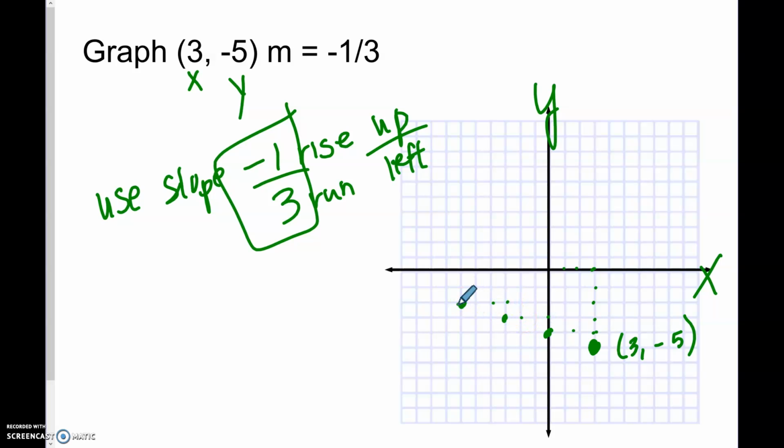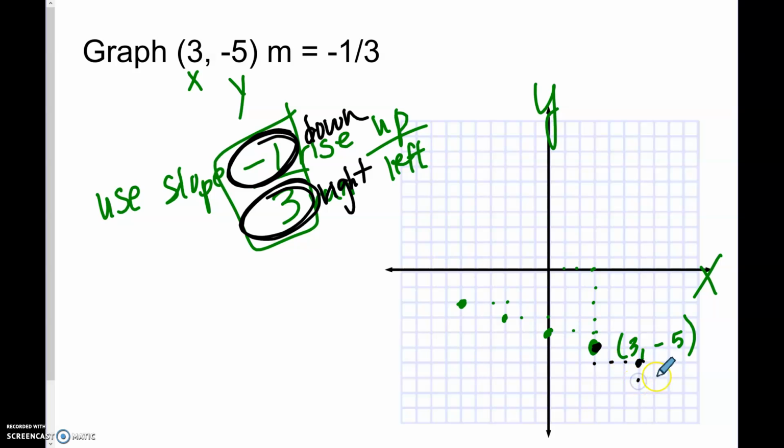And some of you are like, wait a minute, I don't like doing it that way. This -1 means that you're going to go down. Totally fine. And now because this is a positive number, you are going to go right. So let's see. From this first point that I have, down 1, right 3, down 1, right 3. Are all of these points in a nice straight line?